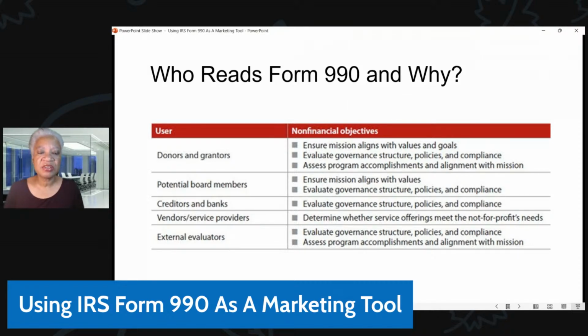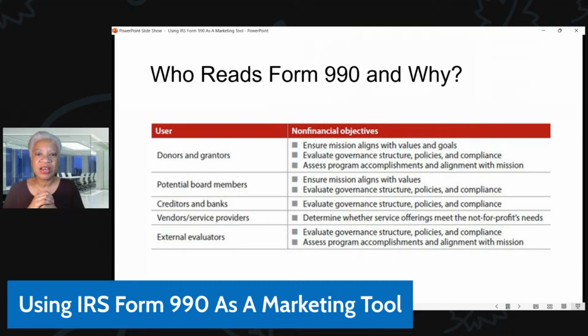Your vendors and service providers are going to be using your Form 990 to glean information, one, to know whether or not you're, quote unquote, worthy of taking a chance on. They want to get a sense for whether or not you'll be in a position to pay them for the goods and services. And also, for marketing purposes, they want to understand who you're doing business with.